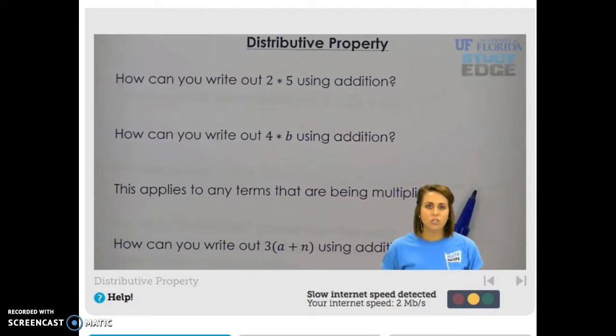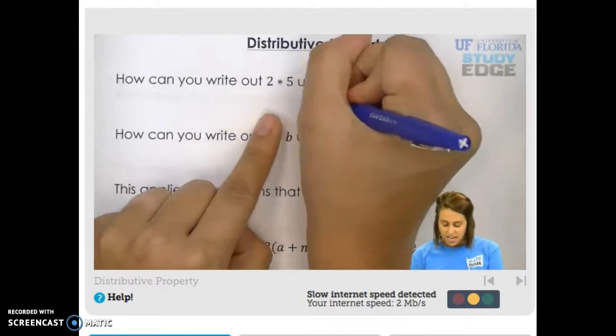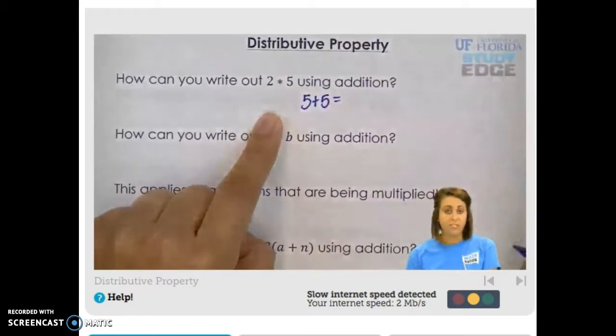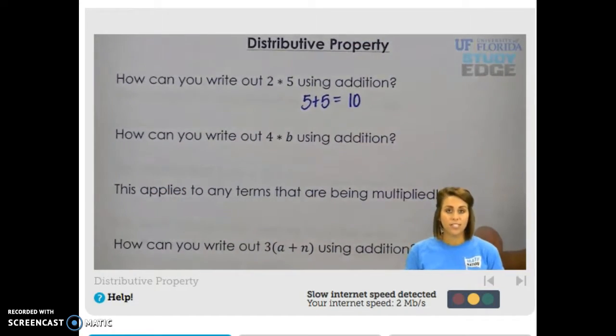How can you write out 2 times 5 using addition? So as usual, we're going to do a little bit of thinking to get to the distributive property instead of just throwing it out there and figuring it out later, right? We're going to figure it out as we go. If we want to write 2 times 5 using addition, we know that's 5 added together twice, right? 5 plus 5 is 10, 2 times 5 is 10, same thing. We can write it out using addition.